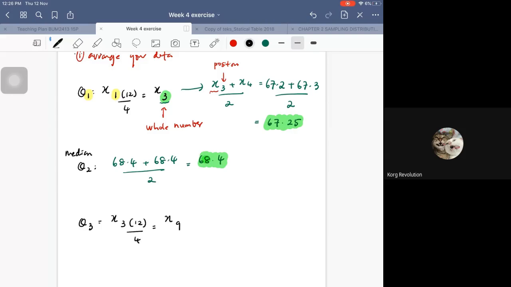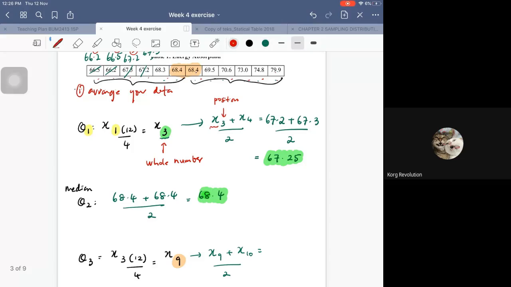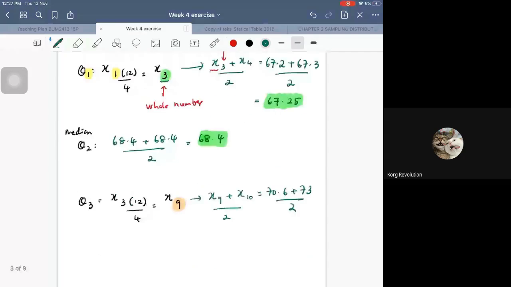It's the same idea as previously. When you calculate using the formula and you get a whole number, you take the whole number plus the number that goes right next to it, which is the data at position number 10, and you divide that by 2. So now let's see, which data is in position number 10? 1, 2, 3, 4, 5, 6, 7, 8, 9, 10. So this is my 10th, and this is the 9th. When I substitute the values, I will get 70.6 plus 73 divided by 2. So what value will I get from this?